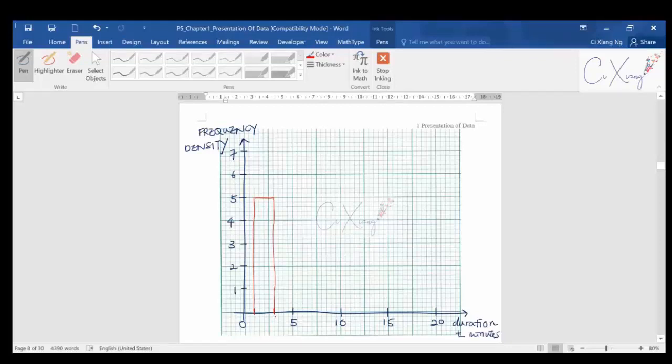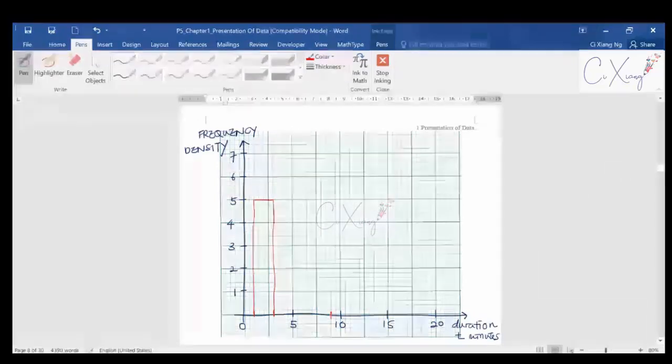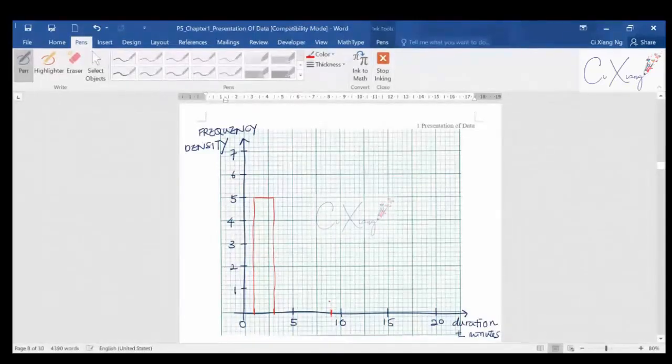So this is 1, this is 3. Then where is the 9? 9 should be somewhere here. This is the 9, and then the height is 7. So that means here. So when you draw the bar, it will look something like this. Until 9, right? So this is 9.